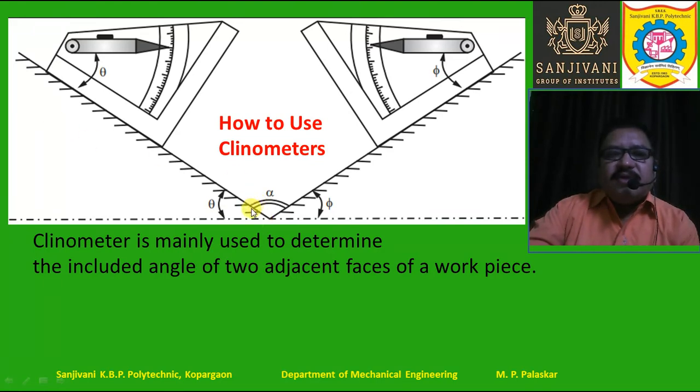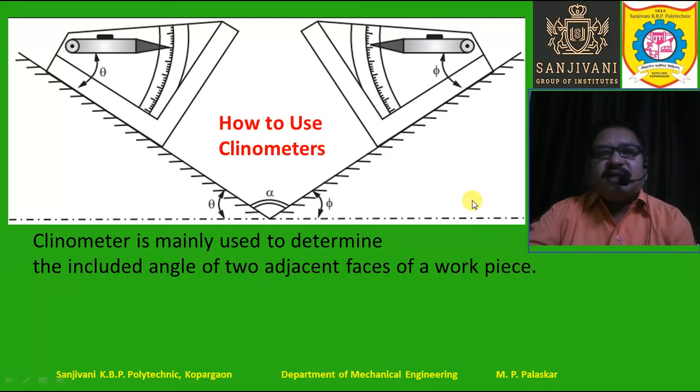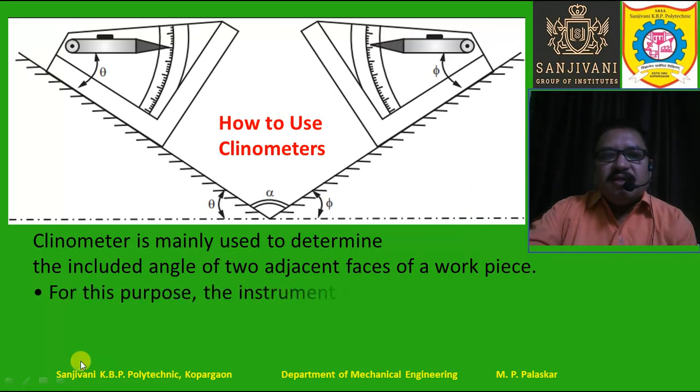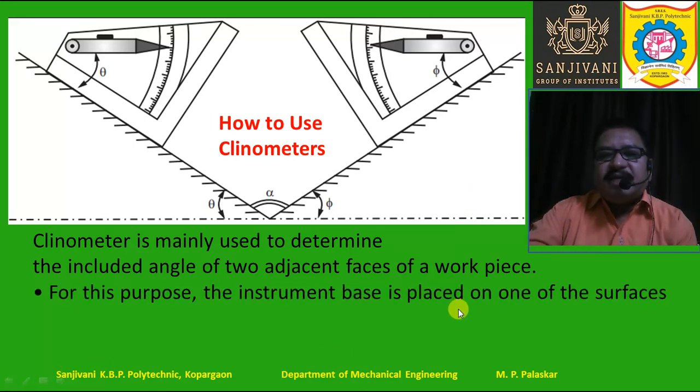Okay, so we have to measure this included angle alpha, which is between the two adjacent faces of the workpiece. So alpha is the included angle present between the adjacent faces of the workpiece. The clinometer is mainly used to determine this included angle alpha of two adjacent faces of the workpiece. For this purpose the instrument is placed on one of the surfaces.